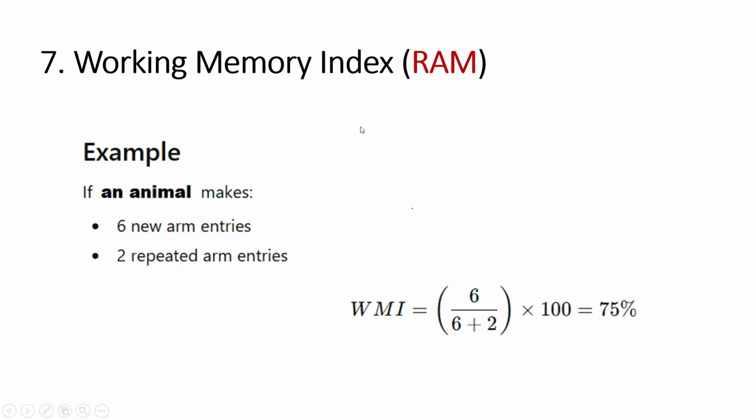So how can you calculate working memory? Suppose it is for the radial arm maze. Example: if an animal makes 6 new entries and 2 repeated arm entries, what is the working memory index? 6 divided by 6 plus 2, into 100, equals 75%. So this is how you can calculate the working memory index.